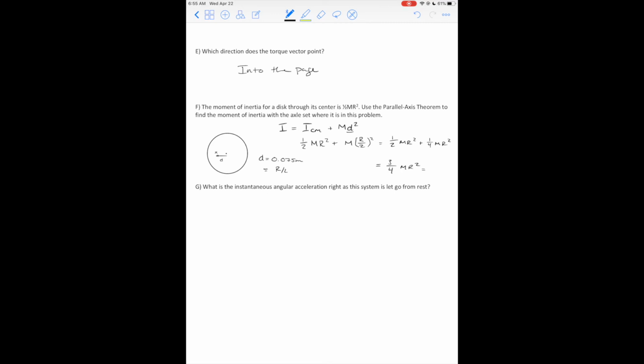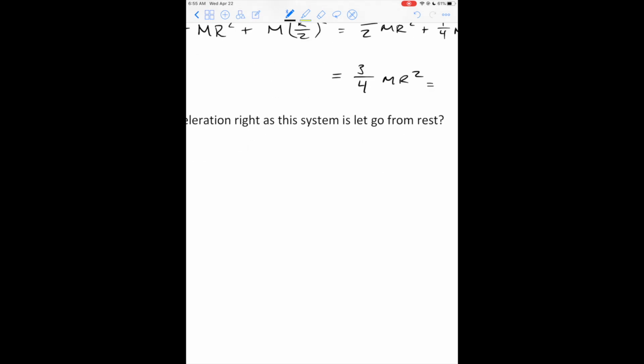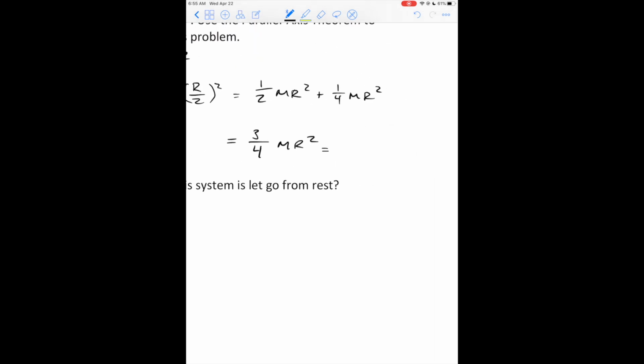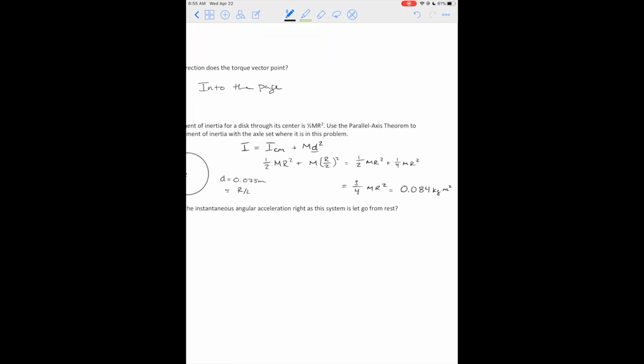I'm going to skip writing out all the numbers on this one, but if I plug in numbers, I find that I get 0.084 kilogram meters squared. All right. So that's plugging in 5 kilograms and 15 centimeters, or 0.15 meters, in for R.